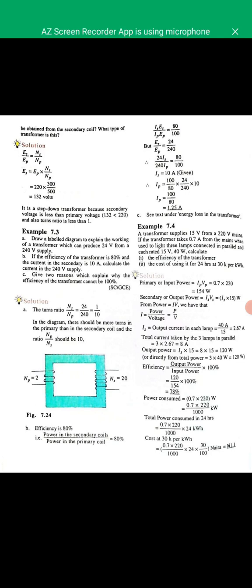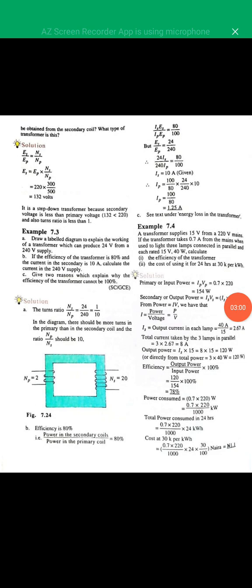And also another thing we can see, if you look at the turns ratio, 300 over 500, you're going to have 0.6. And since the turns ratio is less than 1, that's another proof that it is a step down transformer. In the previous example, it was greater than 1, and that was a step up transformer.